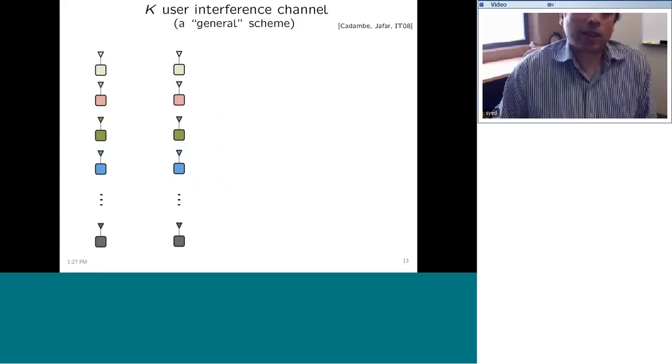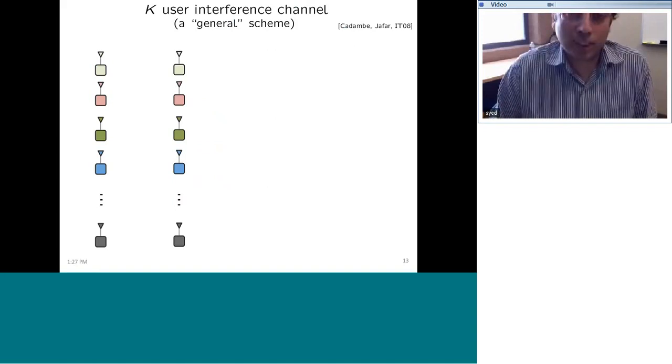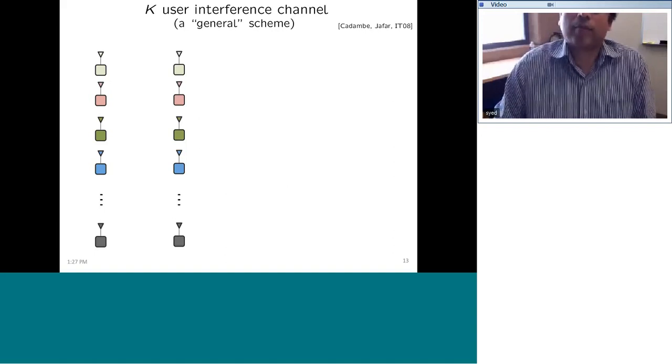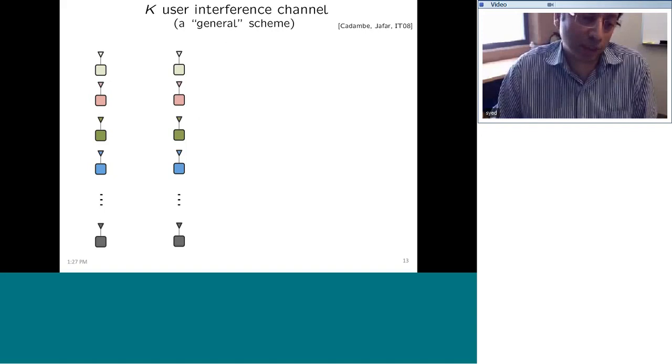Let's go to the most general scheme that we have so far. I'll present this scheme, and then I will show that the scheme pretty much solves every interference alignment problem where you have the channel knowledge at the transmitters. Okay, so that's the assumption here, that you do know the channels. So what is this scheme?